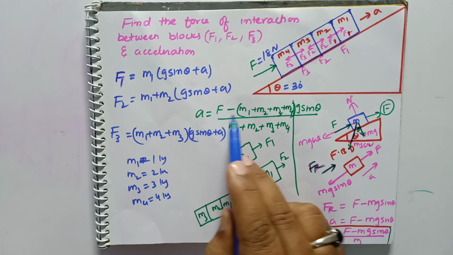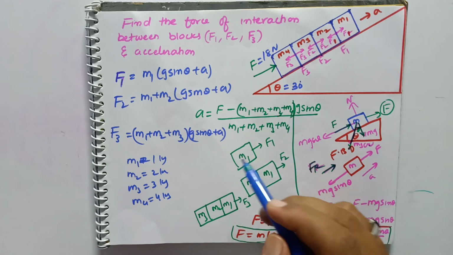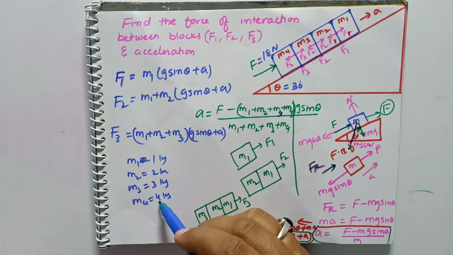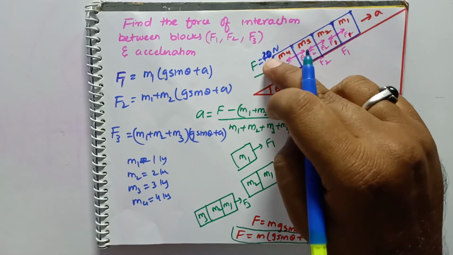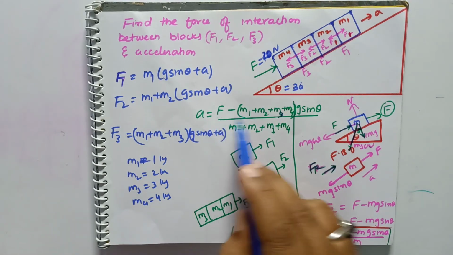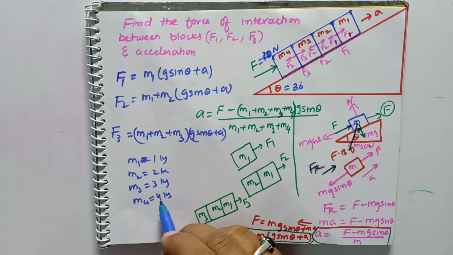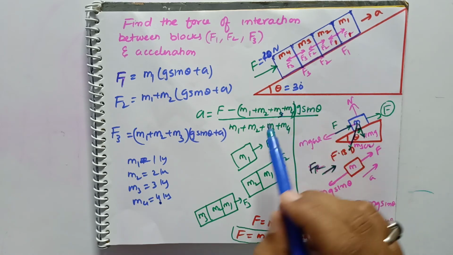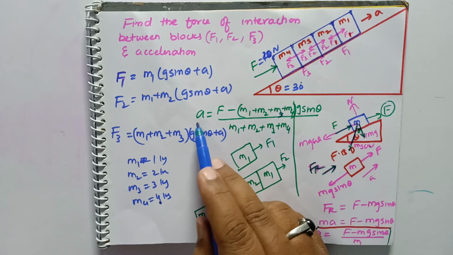So a is equal to f minus the weight component, divided by m1 plus m2 plus m3 plus m4. If you add all these values, 1 plus 2 is 3, 3 plus 3 is 6, and this is going to be 10 here. So better you take f as 20. 20 minus, g is taken as 10 here, and you consider sine 30, and add all these masses and divide with this. So you will get acceleration.